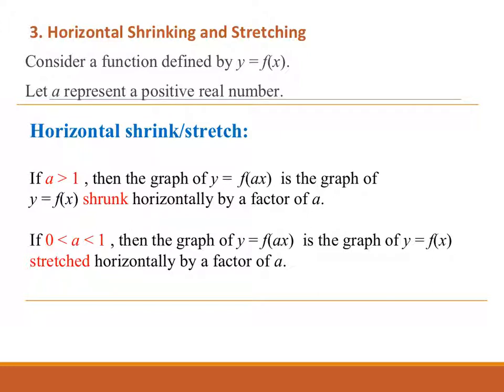So we're going to talk about the horizontal shrinking and stretching, and we consider a function defined by y is equal to f of x. Let a represent a positive real number. On the horizontal side, if a is greater than 1, then the graph of f of a x is the graph of y equals f of x, getting further away from the horizontal by a factor of a. If a is between 0 and 1, then the graph of f of a x is the graph of y equals f of x that's getting closer to the horizontal x-axis by a factor of a.